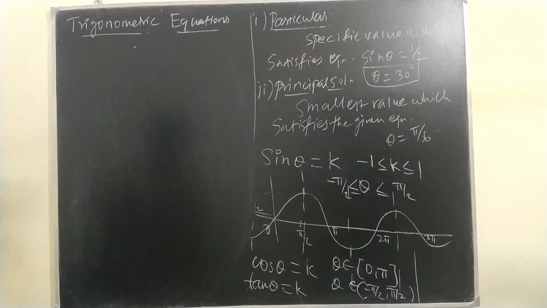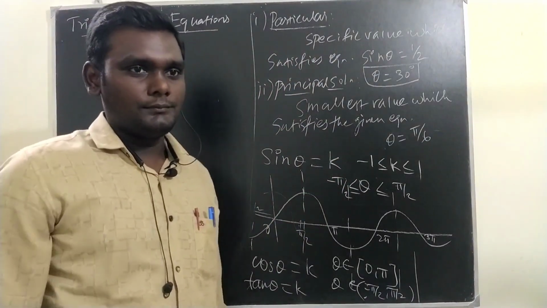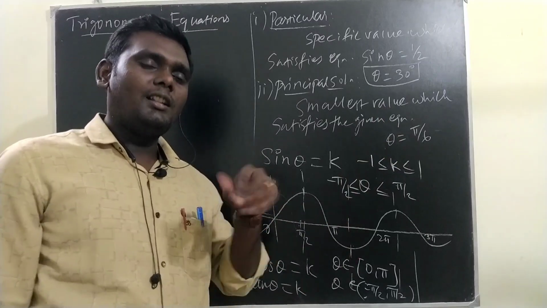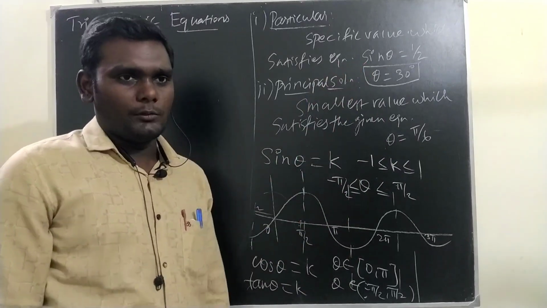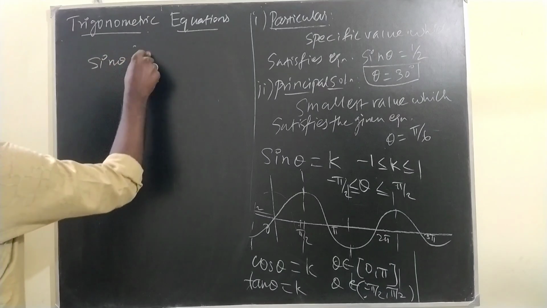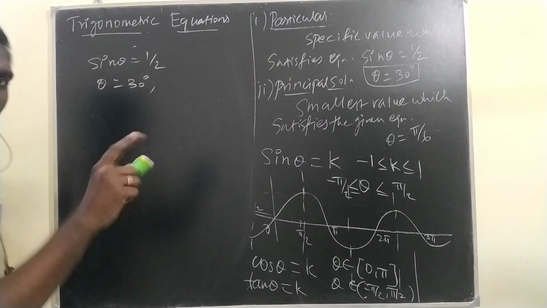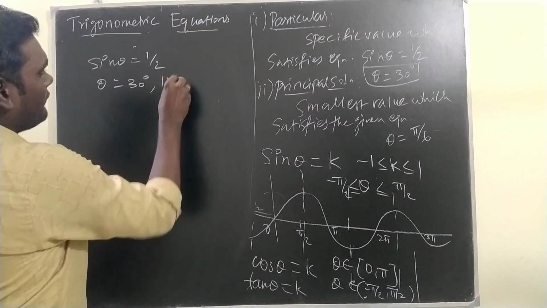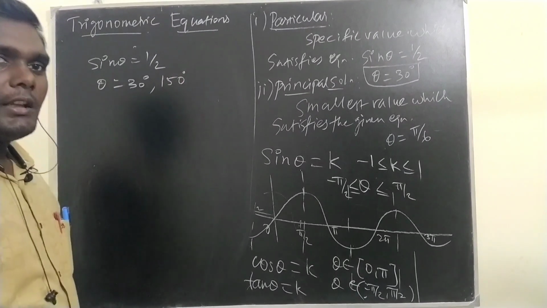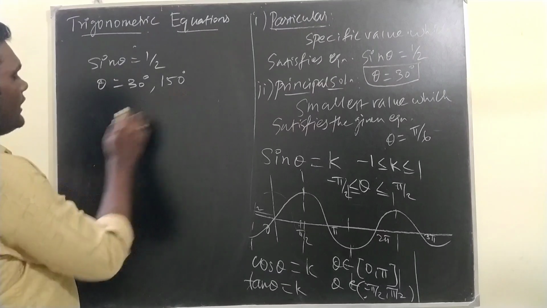Now let us discuss the difference between particular solution and principal solution to help you understand better. The initial example I gave is sin theta equals 1 by 2. For what are all the values is this sin theta 1 by 2? For theta equals 30 degree we get 1 by 2. What about 150 degree? For that also we will get 1 by 2. Is it or not? 150 degree is what?